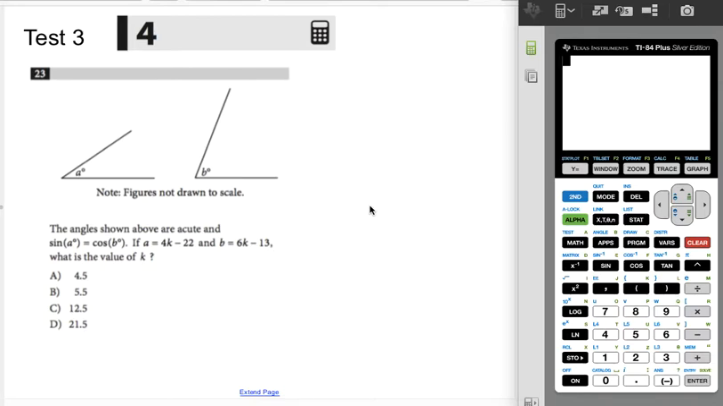So the angles shown above are acute, and the sine of A degrees equals the cosine of B degrees. If A equals 4k minus 22 and B equals 6k minus 13, what is the value of k?